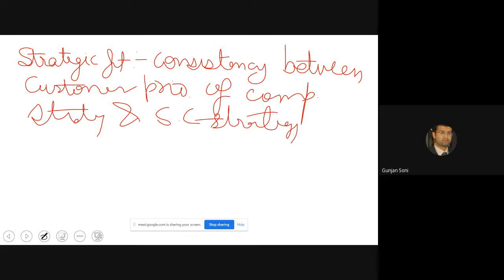It should not happen that competitive strategy is saying that you focus on high responsiveness and my supply chain is designed for cost efficiency. So that should not happen.